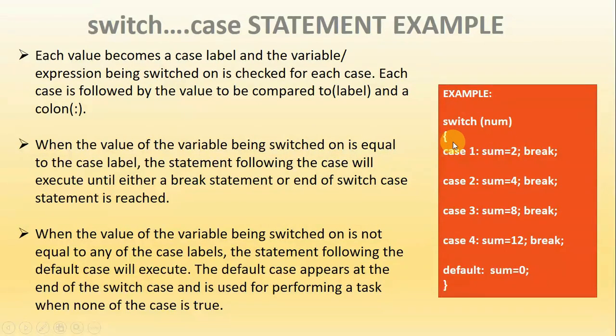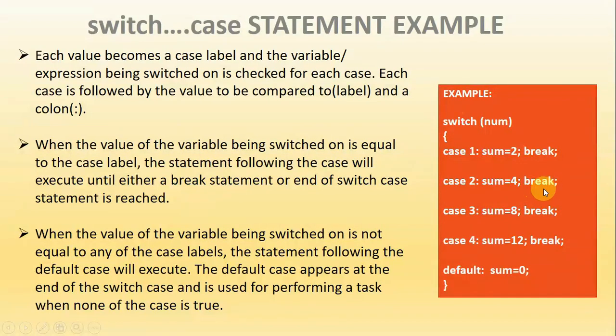Then this is followed by a curly brace, and then we will write case 1, where 1 is the first constant against which we are comparing the value of num. That is, we will compare whether num is equal to 1 or not, and if this is the case, we are assigning the value 2 to sum, and then we are writing break. Again, we are checking it for another value, case 2, colon, and if the value of num is equal to 2, then 4 is assigned to sum, and this is followed by break.